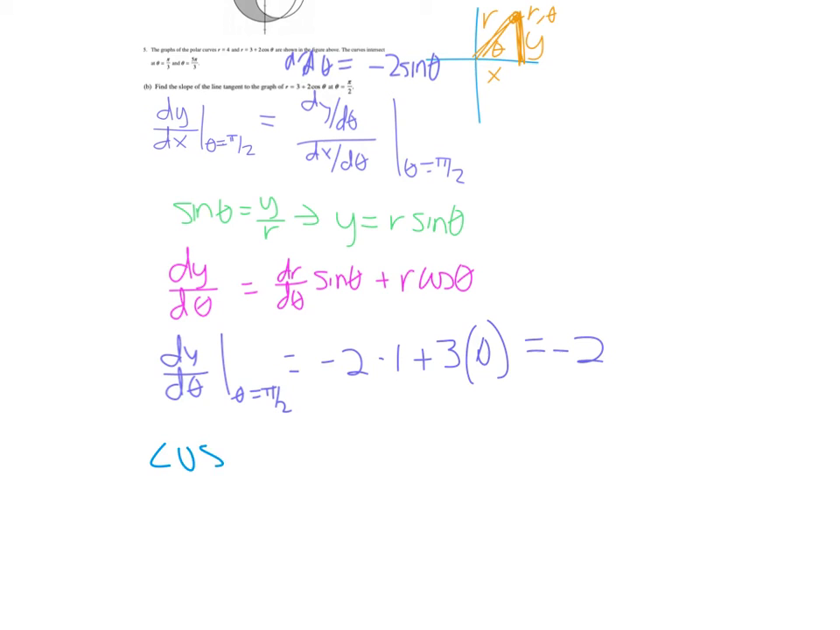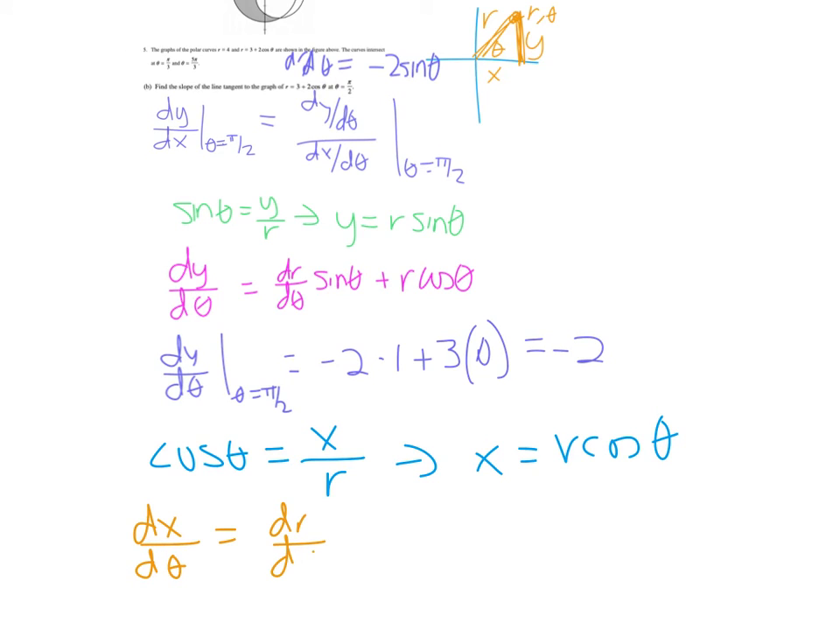Similarly, the cosine of theta is x over r. So x is r cosine theta. I like to build it that way in case I forget. So then dx d theta is dr d theta cosine theta minus r sine theta. The derivative of cosine is the negative sine.